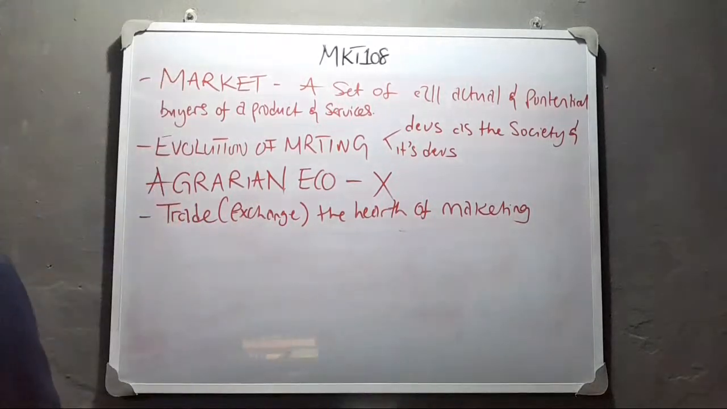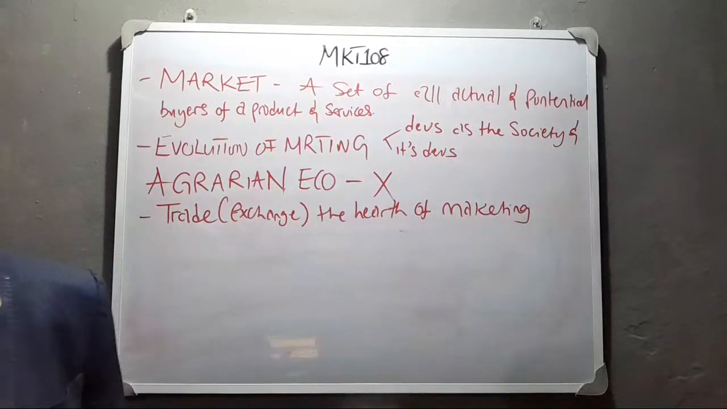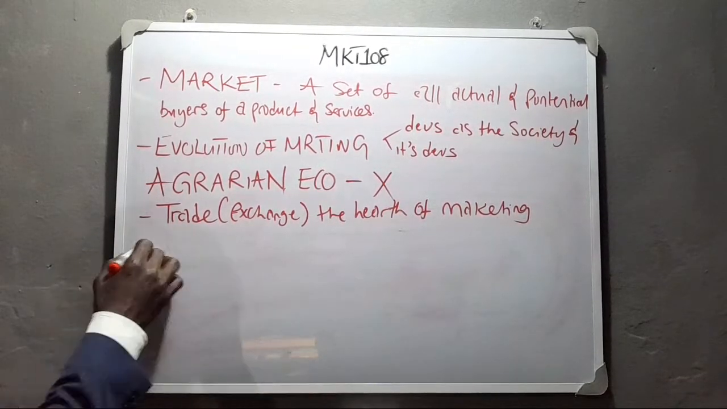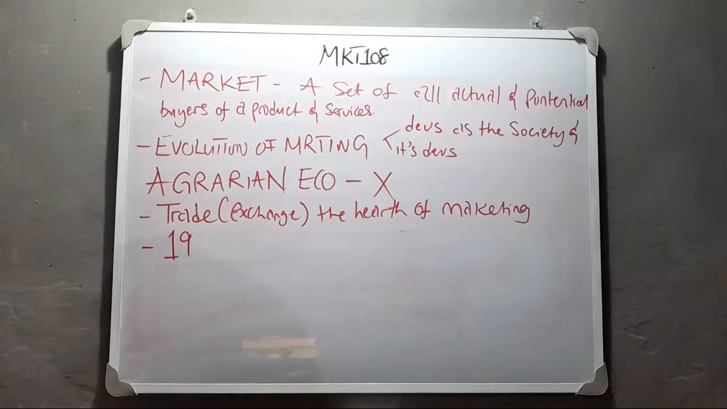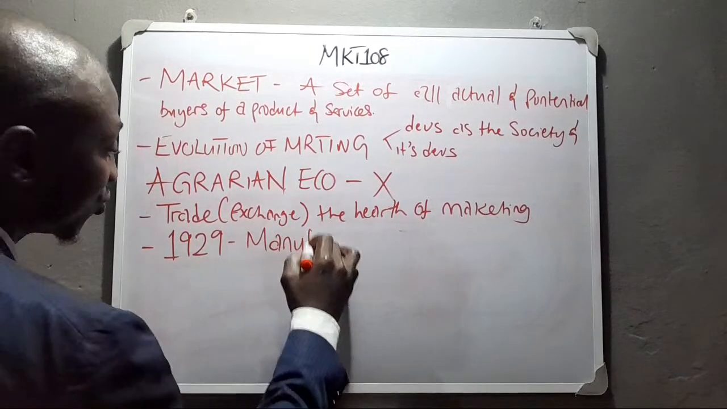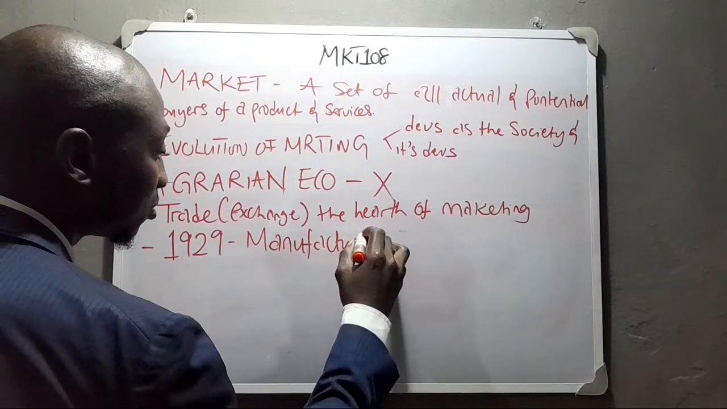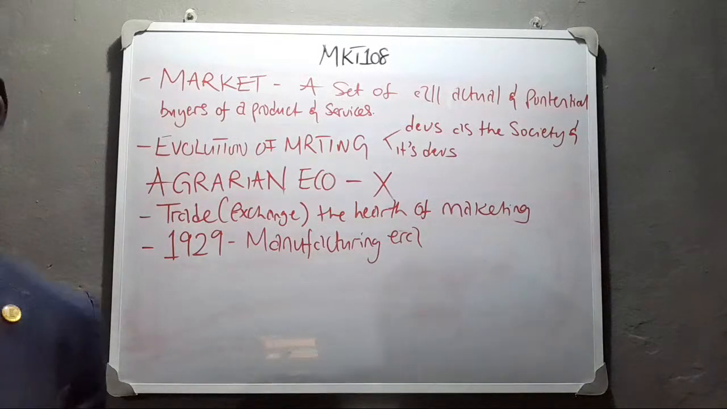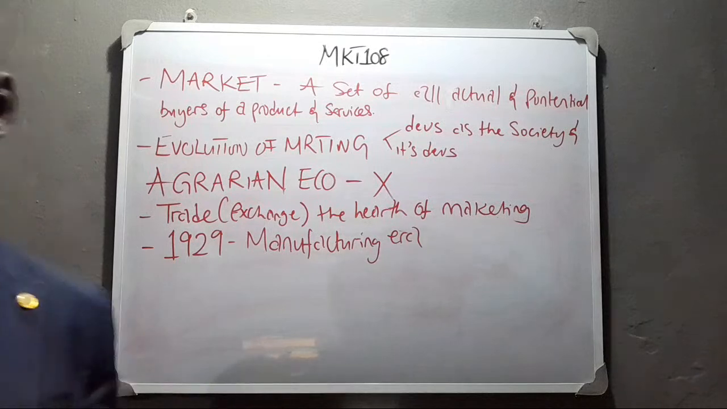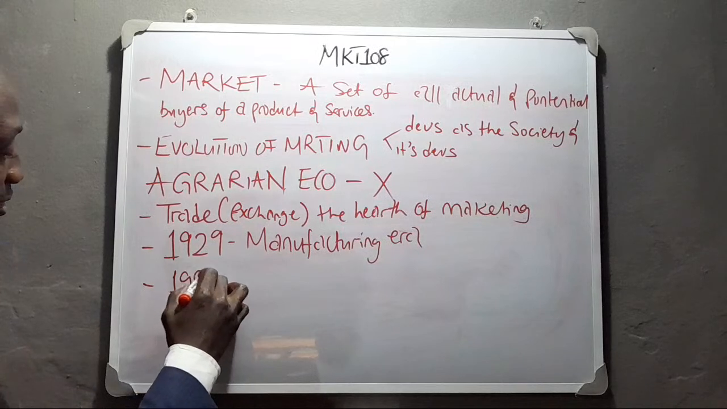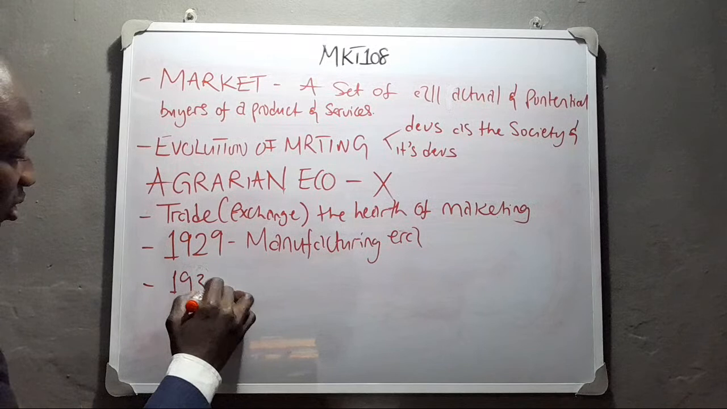Now let's take note of these dates. 1929 was the manufacturing era. Then we have 1930 to 1940, 1930 to 40s.